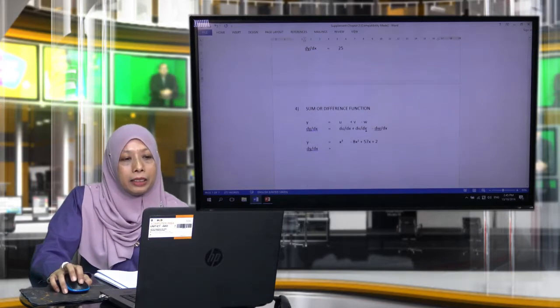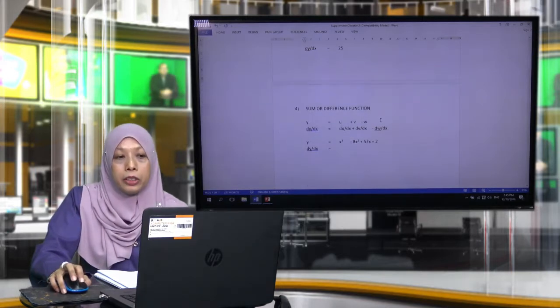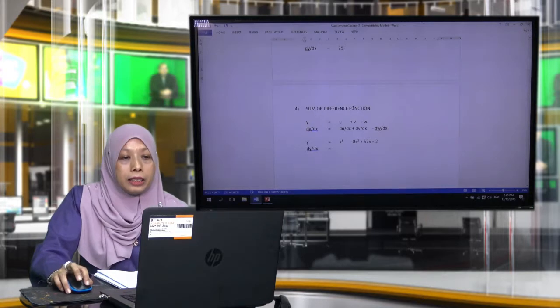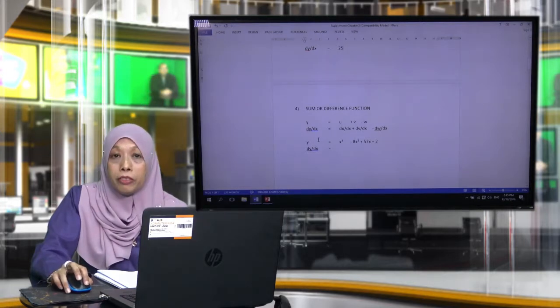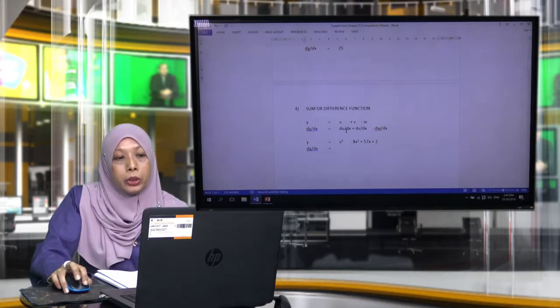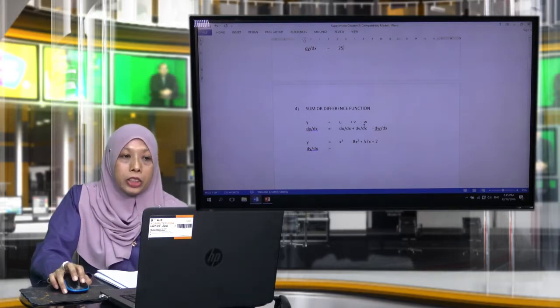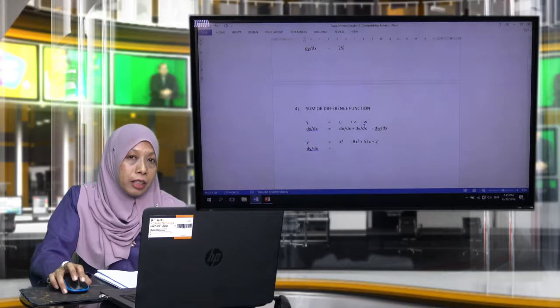The last important rule that you need to know is a sum or difference function. A sum or difference function is a function that involves subfunctions. So if you want to differentiate this particular function, what you need to do is differentiate each of the components of the function using the three rules that we have covered just now.